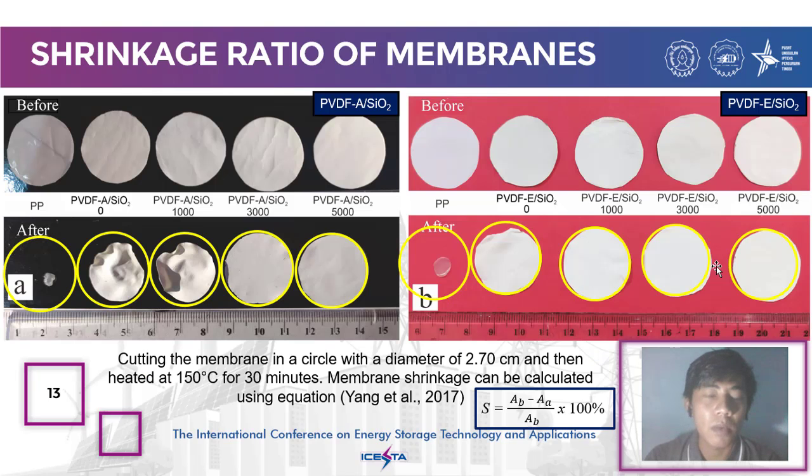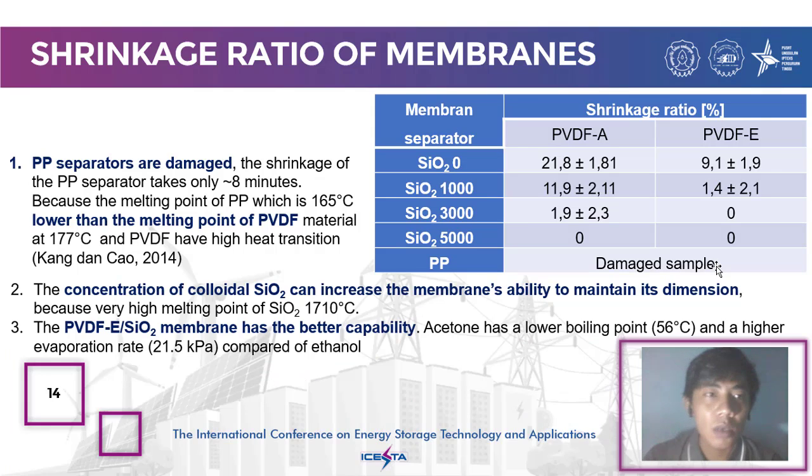Shrinkage ratio of the membrane. Cutting the membrane in a circle and then heating it at 150 degrees Celsius for 30 minutes. Membrane shrinkage can be calculated using this equation. The PP separator is damaged. The shrinkage of the PP separator takes only 8 minutes because the melting point of PP is lower than the melting point of PVDF material. The concentration of colloidal SiO2 can increase the membrane's ability to maintain its dimension because of the very high melting point of SiO2. The PVDF-E SiO2 membrane has the better capability. Acetone has a lower boiling point and a higher evaporation rate compared to ethanol.